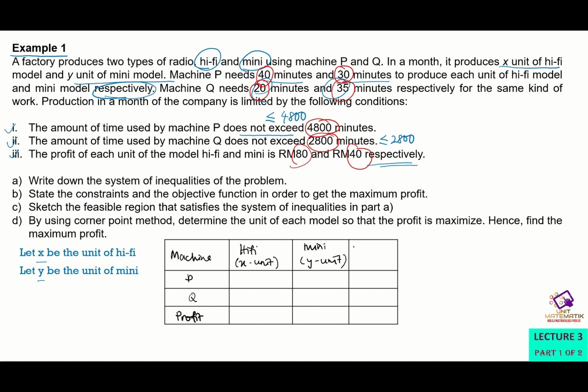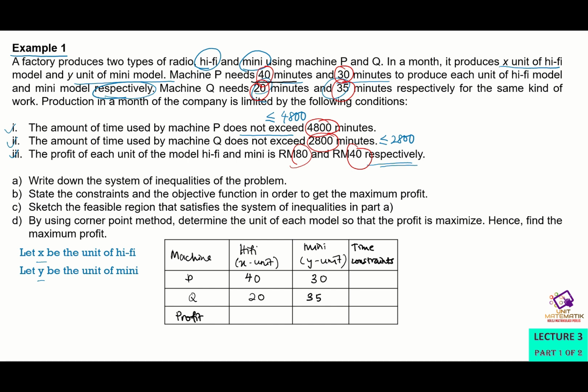Don't forget we have time constraint. Okay, so we need to put all the values. Machine P needs 40 minutes and 30 minutes. That means machine P here is 40, and then this is 30. Machine Q needs 20 and 35. So here 20 and here is 35.